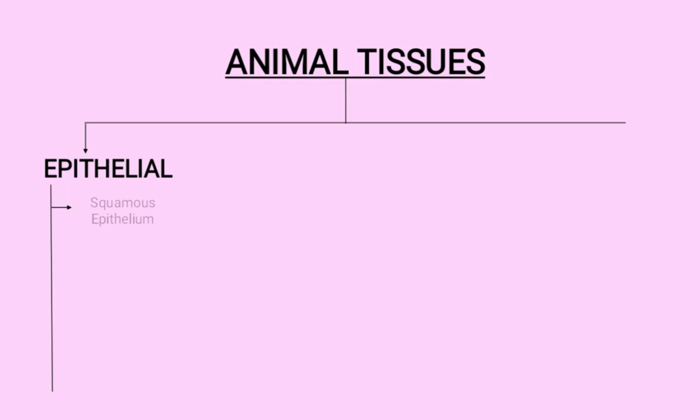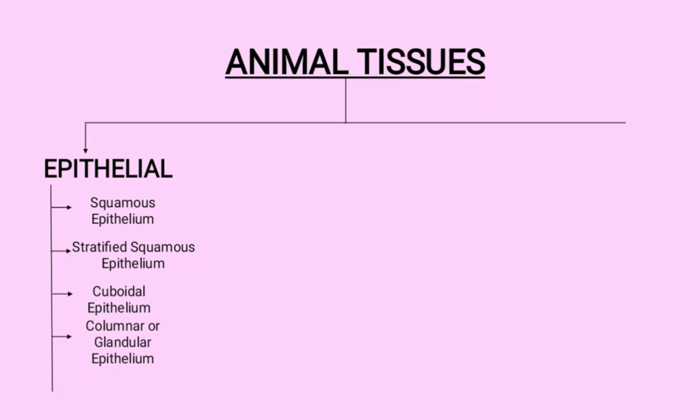The first one was the squamous epithelium. The second one was the stratified squamous epithelium, which is made by the layering of these squamous epithelium tissues. The third type is the cuboidal epithelium tissue, in which the cells are in the form of a cuboid. Fourth one is the columnar or glandular epithelium tissue, where the cells are in the form of columns or pillar-like.